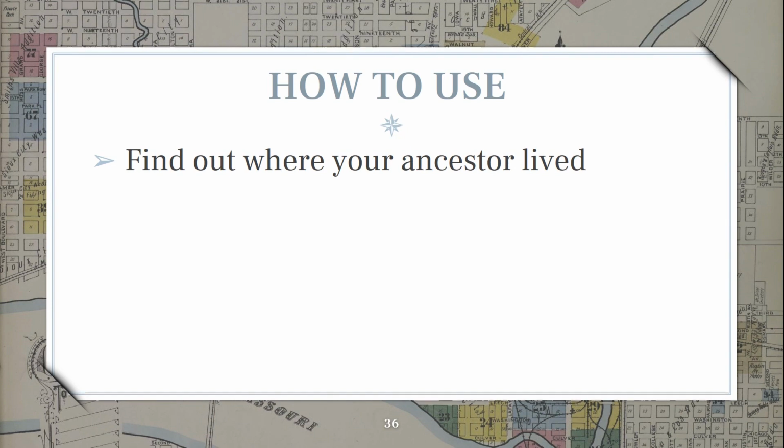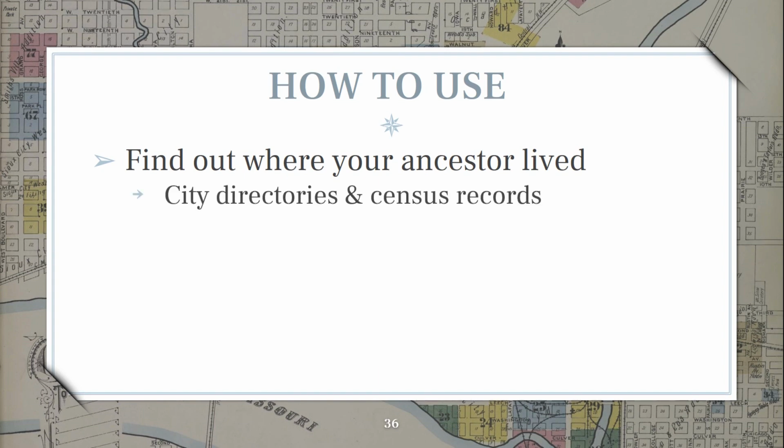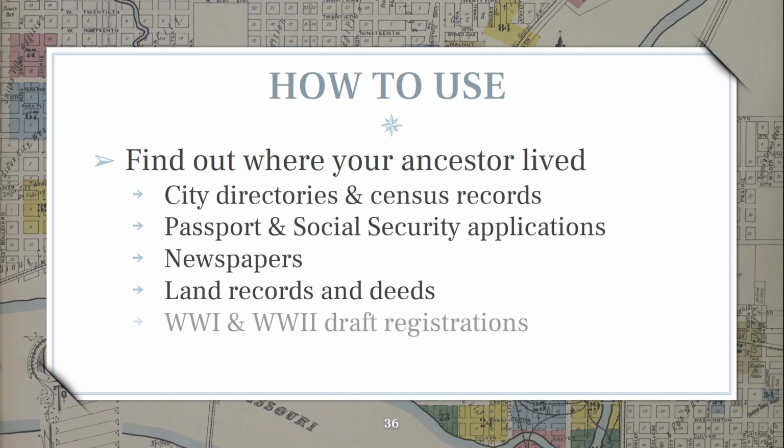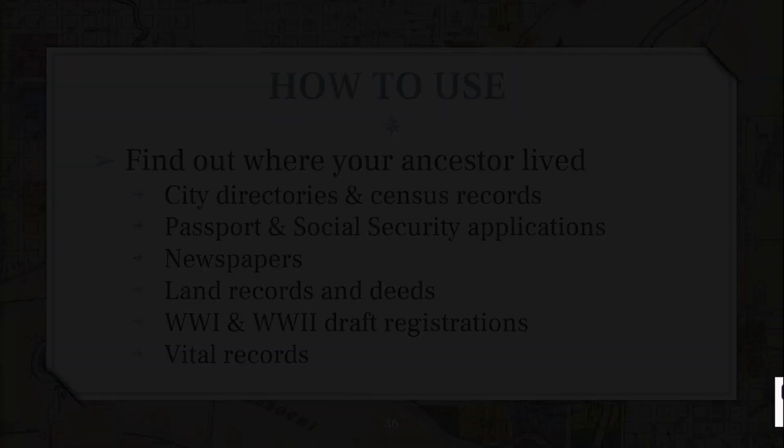Look for street addresses in the documents you've already accumulated for your ancestors, such as city directories and census records, passport and social security applications, newspapers, especially the social columns, land records and deeds, World War I and World War II draft registrations, and even vital records like death certificates often record the usual residence address of the deceased.